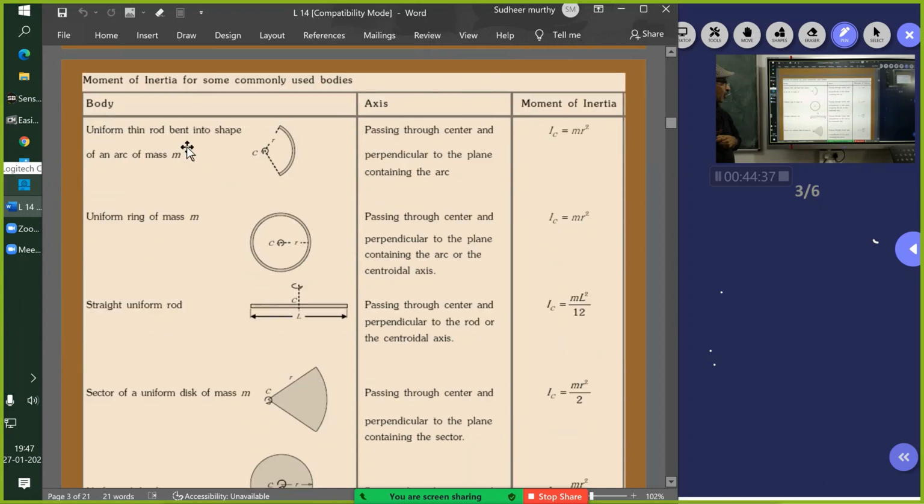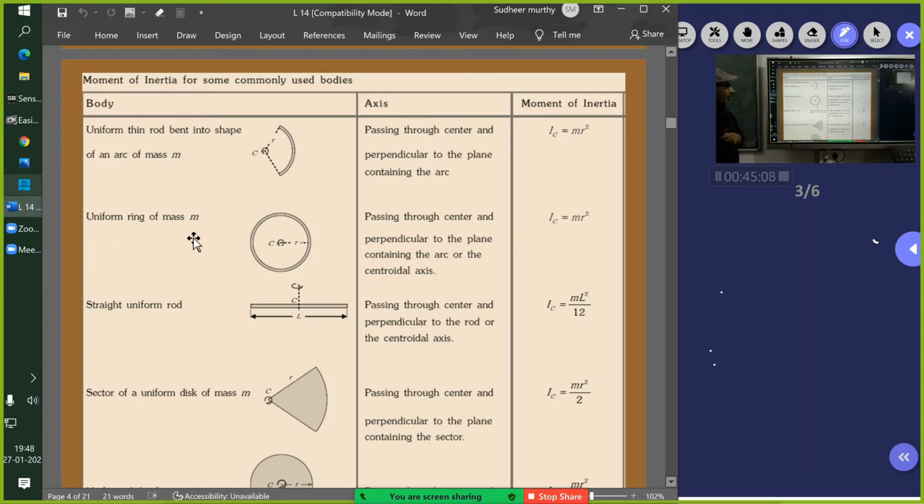Now, there are some more things. A uniform thin rod bent into the shape of an arc of mass m, passing through the center and perpendicular to the plane containing the arc, will again have IC equal to mr square. You can write it down and derive it and see for yourself. You can take this theta and do it.